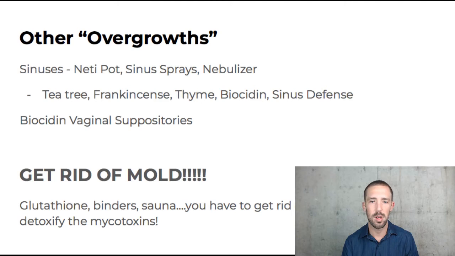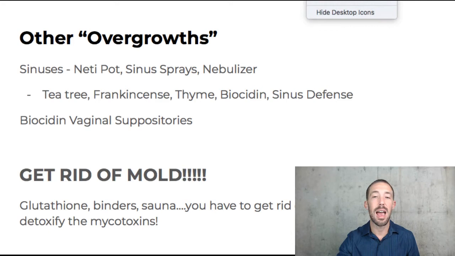We've got other videos, like I mentioned, but things like glutathione, things like binders, things like the sauna to try to get that mold out of your body. You have to get rid of the fungus, but you have to detoxify the mycotoxins. And that's an important concept: the mold could be gone, even from your house. The fungus, the colonies could be gone, but the mycotoxins that they produce are still on your clothes, on your books, on your walls, and your carpet, and they're still in your body too. That's not more of a killing thing, that's a toxin, it's a biotoxin. So you have to increase your detox pathways to make sure that those mycotoxins are being cleared out.